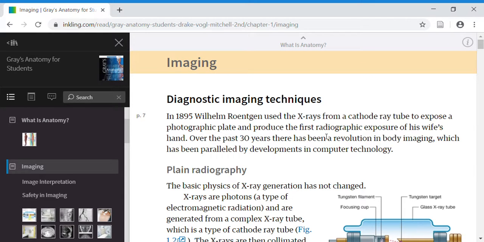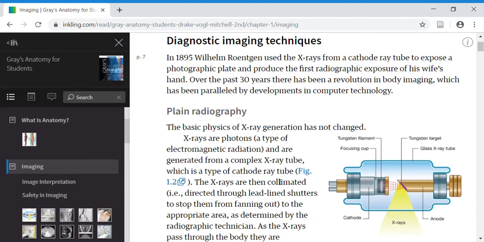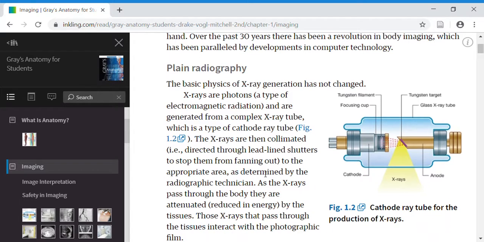And the imaging techniques that we use in anatomy: you have radiography. In 1895, William Röntgen used X-rays from a cathode ray tube to expose a photographic plate and produce the first radiographic exposure of his wife's hand. Plain radiography is there, and this is an example of how X-rays are produced.